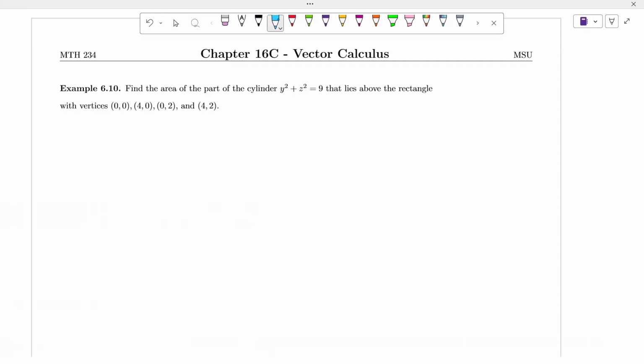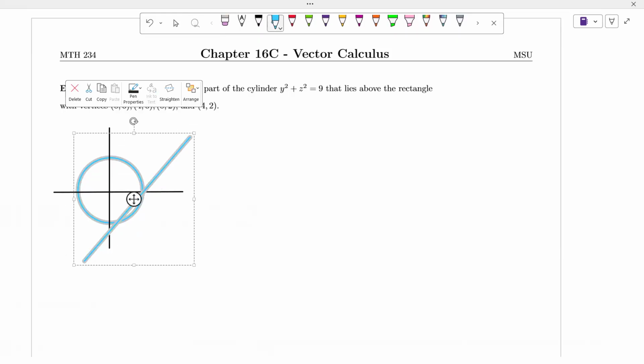Maybe let's go draw that shape real quick. Something like that. Make it slightly bigger. Cool. And then that surface is kind of doing one of these as it expands along the axis that we want it to.